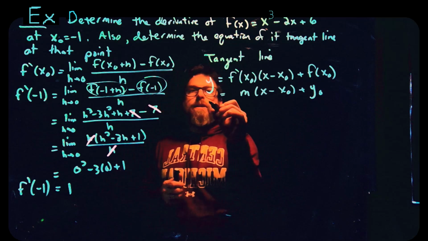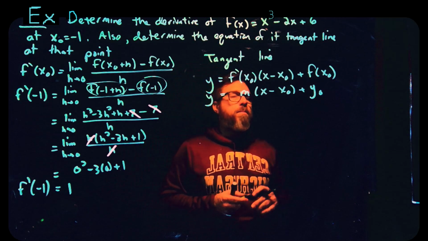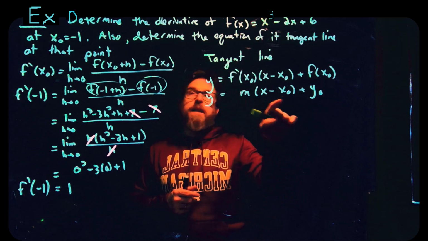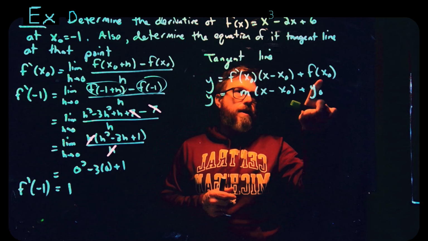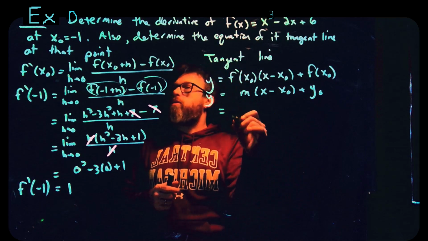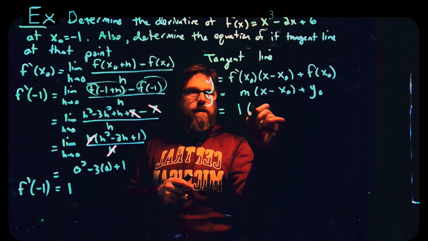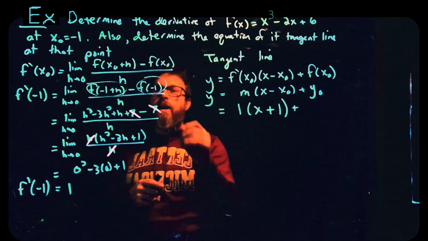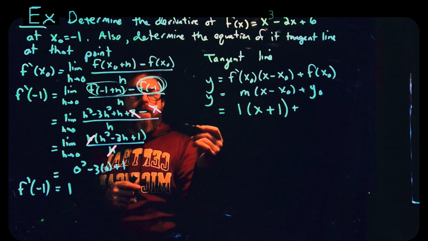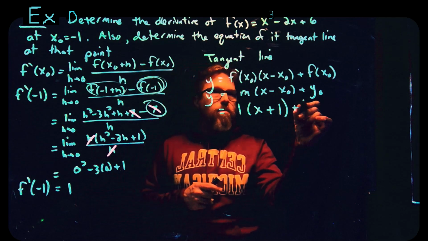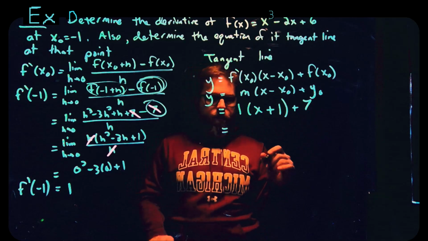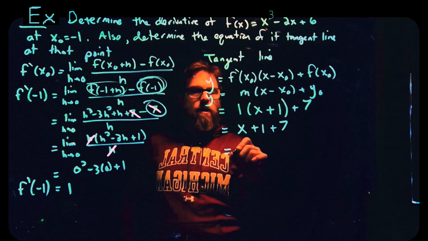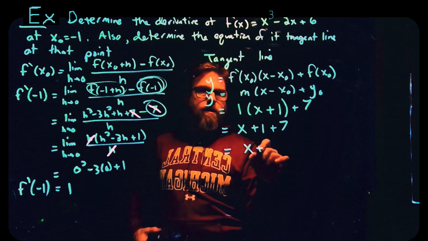So we know that our tangent line, using the point-slope form, is going to be your slope, which is the derivative, times x minus x naught, which is our given point, and then plus f of x naught, which is going to give us our y value. So this is going to be equal to m being 1, times x minus negative 1, so x plus 1, and then plus y naught. Remember that we already found f of negative 1, which is equal to 7, so plus 7. So then when we're done here, this is going to be equal to x plus 1 plus 7, which is going to be equal to x plus 8.